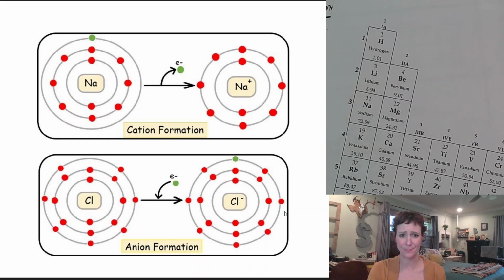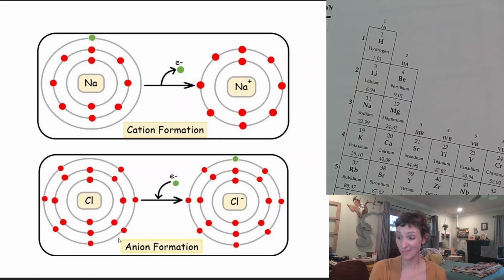So back up here, here's a picture of the formation of a cation. Here I have a sodium neutral atom. He is getting rid of an electron, and he has gotten rid of one negative charge, so that means the resulting sodium atom, or ion, is now a positive charge.